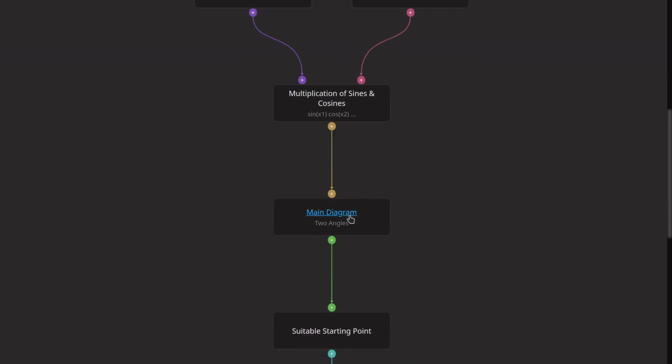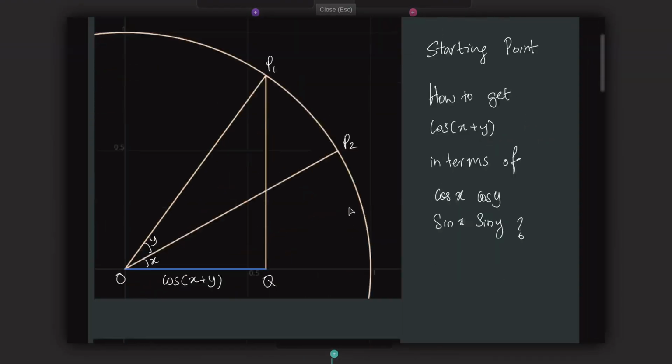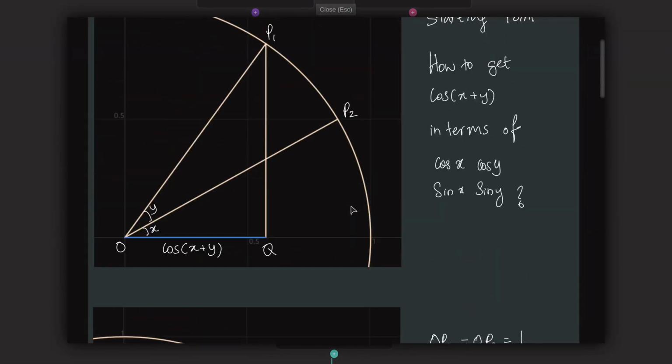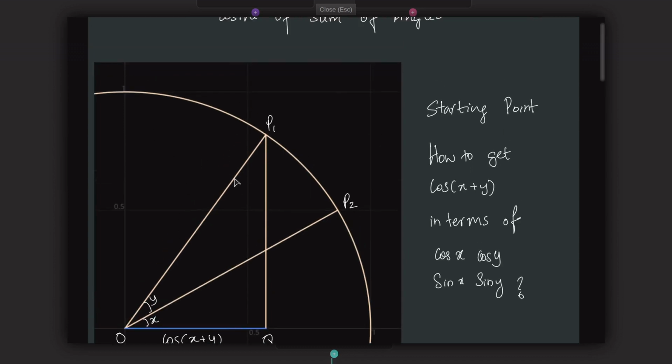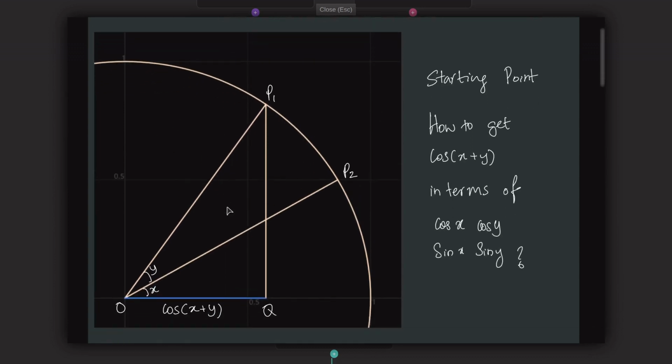Now let's go to the main diagram. We have a bunch of diagrams, so it's not a single diagram. But let me explain what's going on here. So starting point, think of origin and this angle x. And P2 is corresponding to this angle x. This length is 1. So this circle that you see here is of radius 1.